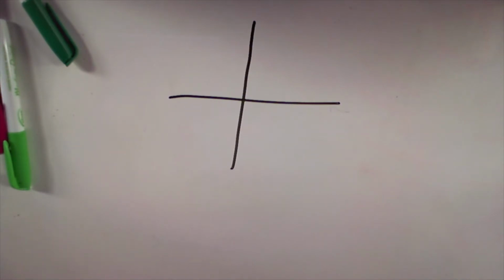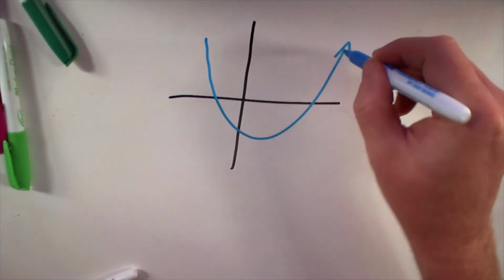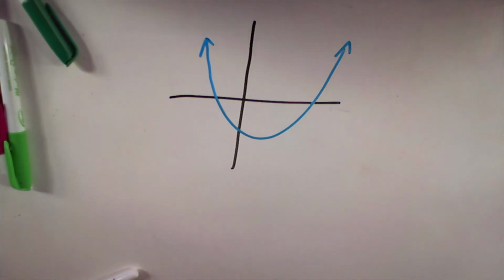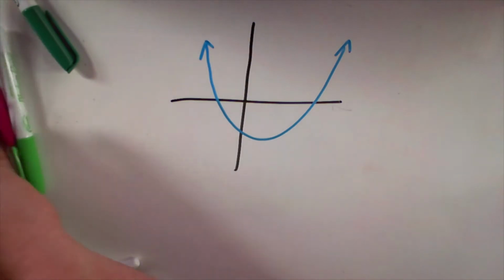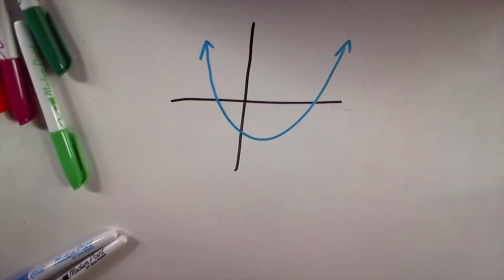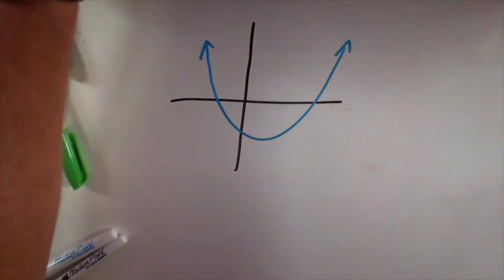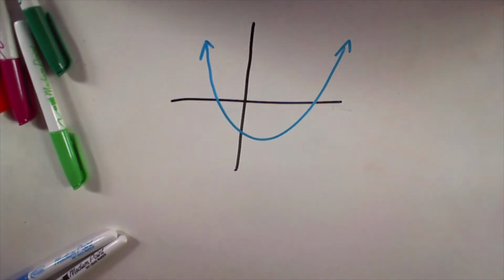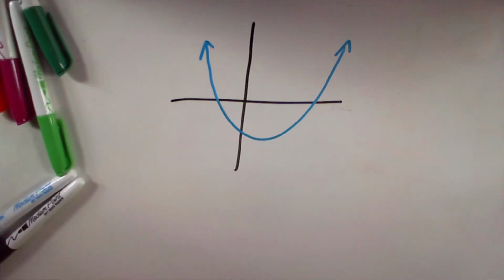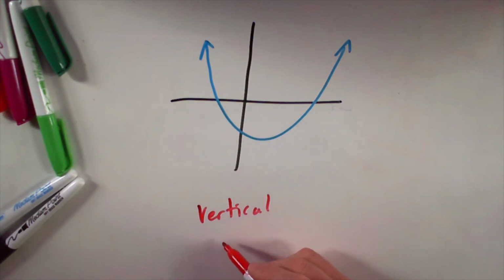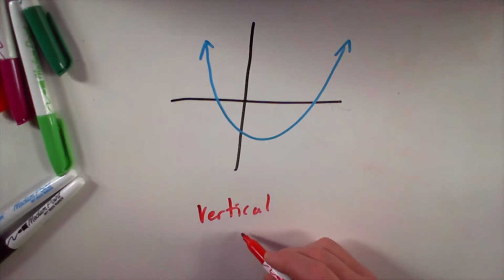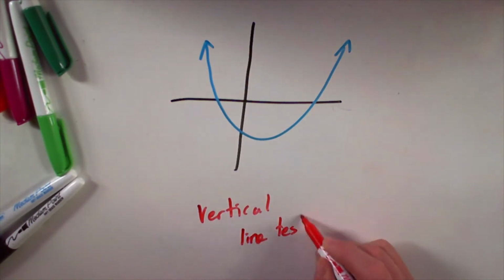In order for a graph to be a function, or the graph of a function, it's got to pass the vertical line test. And what the vertical line test basically says is that if I take a vertical line and run it along the function's domain, the graph of the function does not touch the vertical line in more than one place anywhere. So this is called the vertical line test.